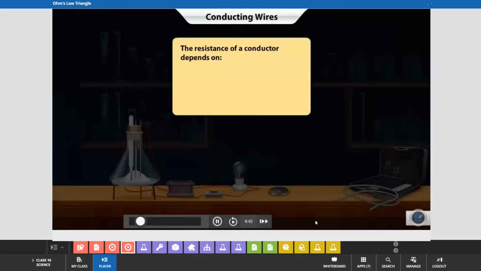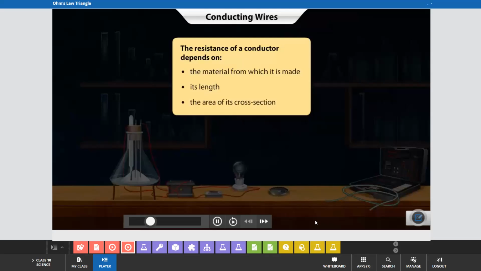The resistance of a conductor depends on many factors such as the material from which it is made, its length, and the area of its cross-section. Let's check this with an experiment using a wire as a conductor.